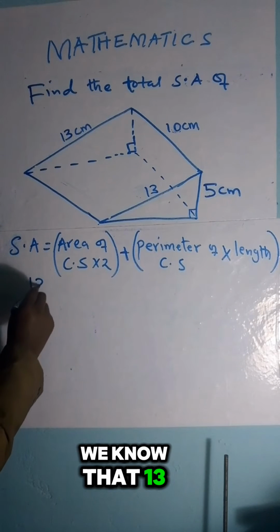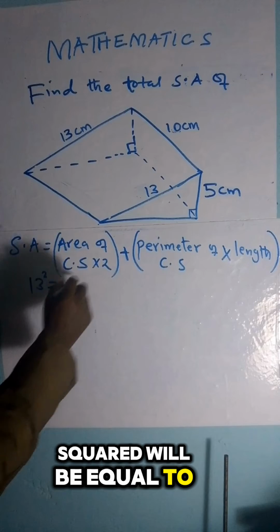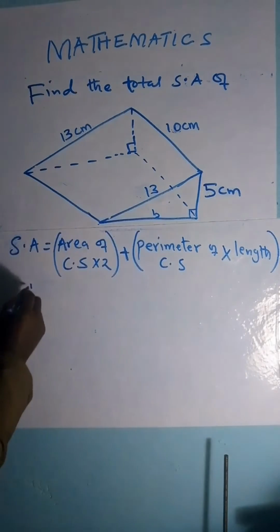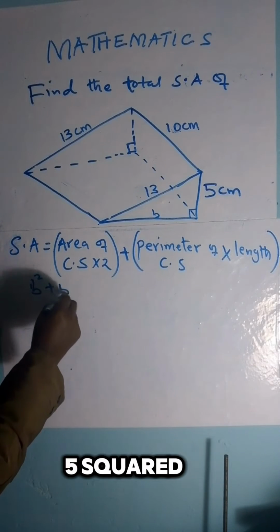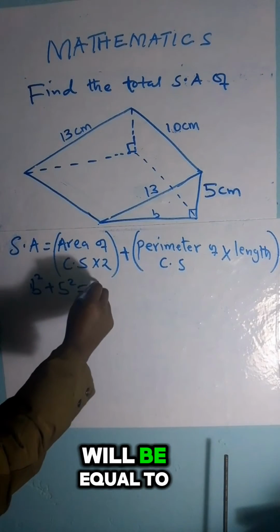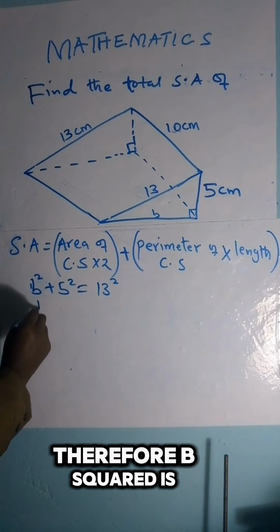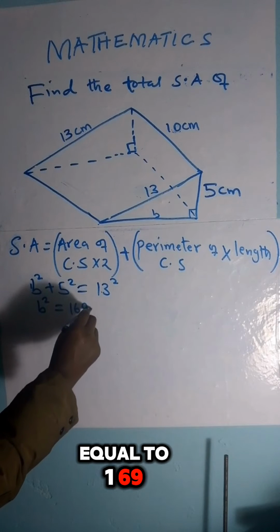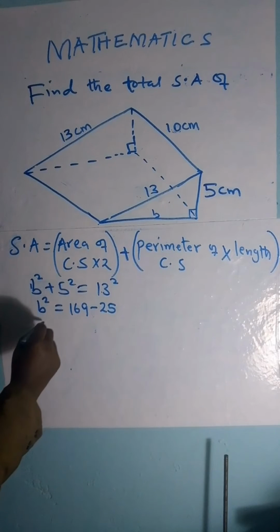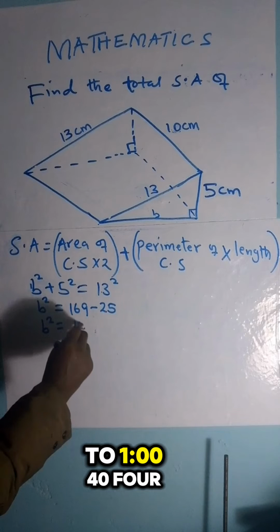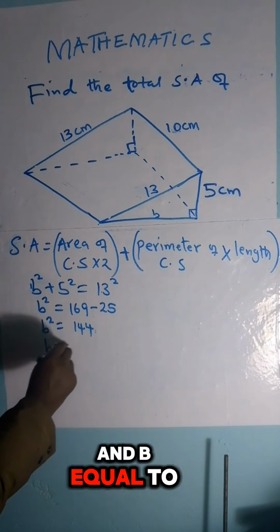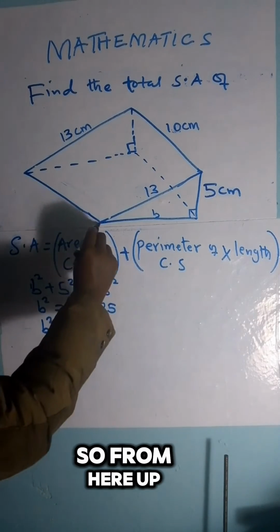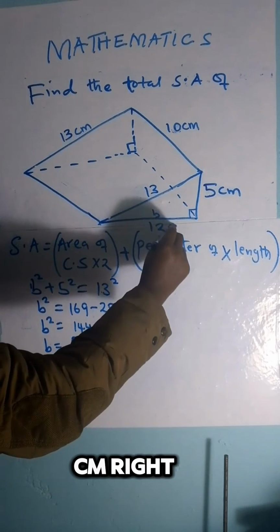We know that 13 squared will be equal to, I can give this one as the base, so b squared plus 5 squared will be equal to 13 squared. Therefore, b squared is equal to 169 minus 25. b squared is equal to 144, and b equals the square root of 144. b equals 12. So from here up to here is 12 centimeters.